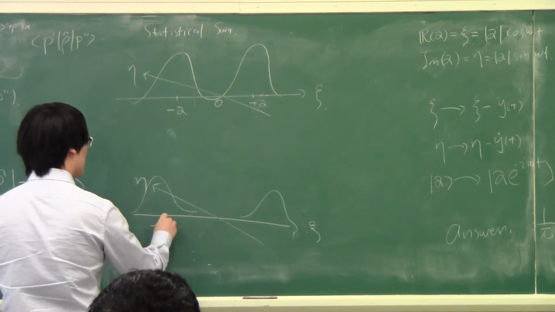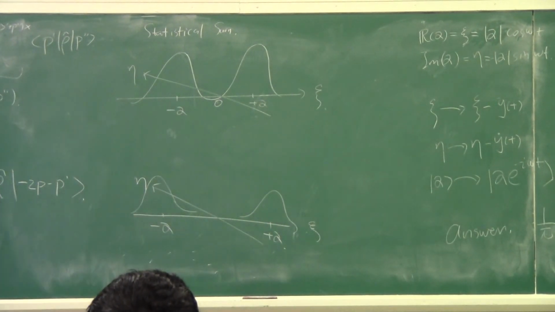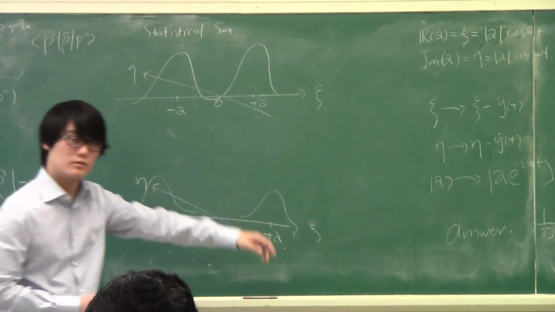This one is centered at minus alpha. This one is centered at plus alpha. And what happens in the middle, we're unsure because of the possible contributions coming from the off-diagonal terms.